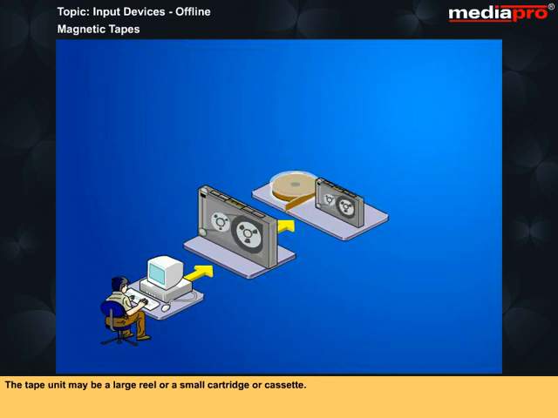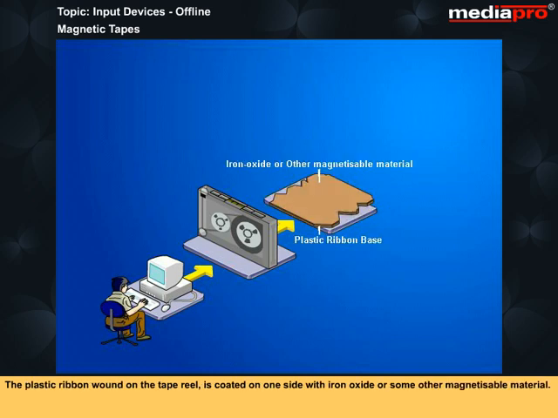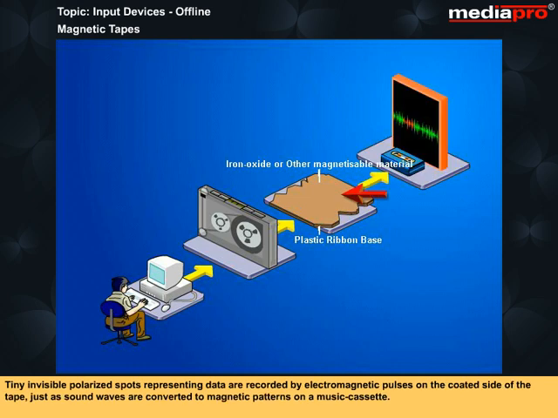The tape unit may be a large reel or a small cartridge or cassette. The plastic ribbon wound in the tape reel is coated on one side with iron oxide or some other magnetizable material. Tiny invisible polarized spots representing data are recorded by electromagnetic pulses on the coated side of the tape, just as sound waves are converted to magnetic patterns on a music cassette.